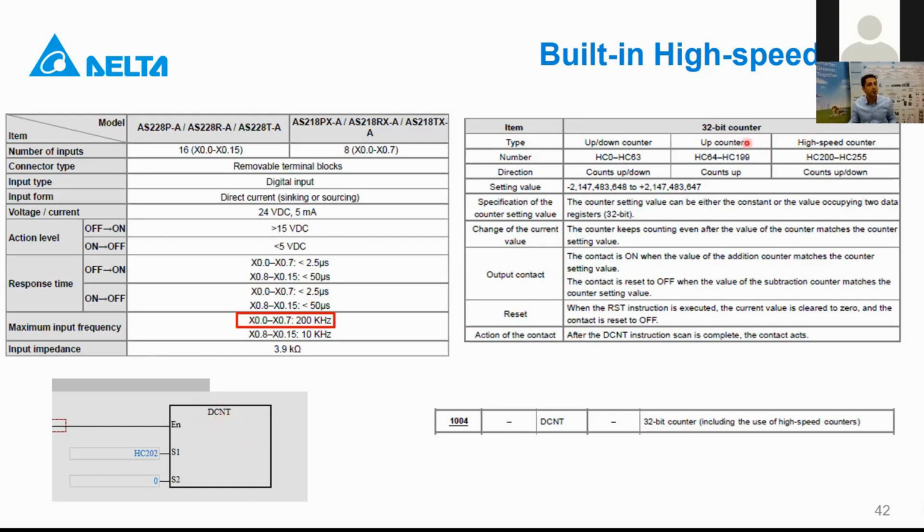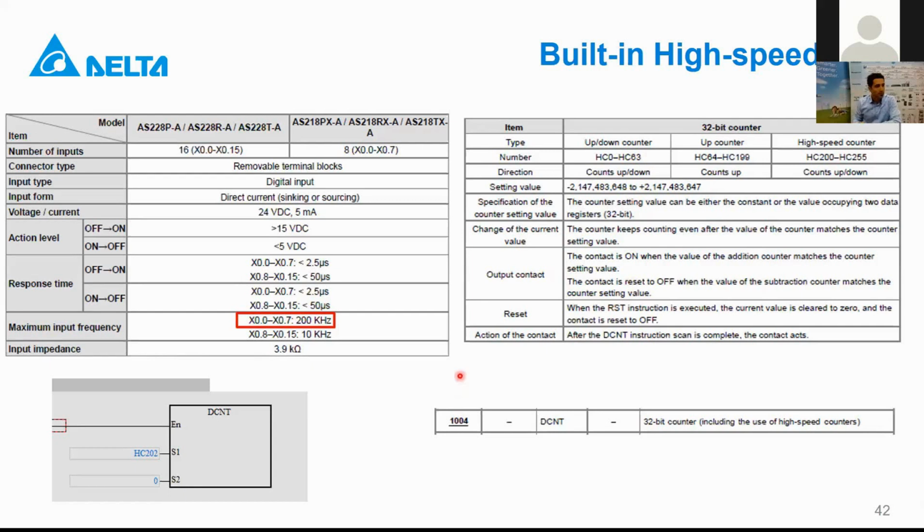The first part is the number address of the high-speed counter. Here you can see that it's already defined in the factory that if you want to use it as an up-down counter, you need to use this address. But if you want to use it as a high-speed counter, then you need to use this address. Then the PLC understands that the wired item is high speed and it works at a high frequency.